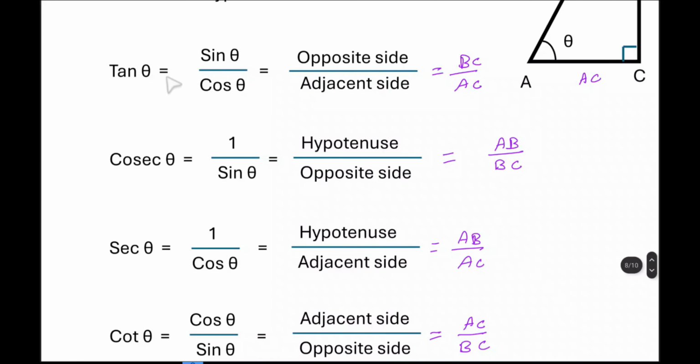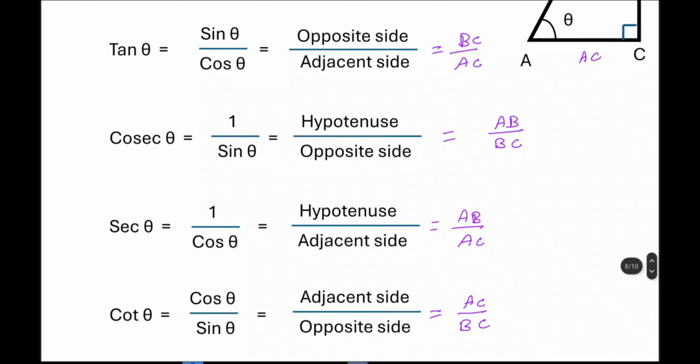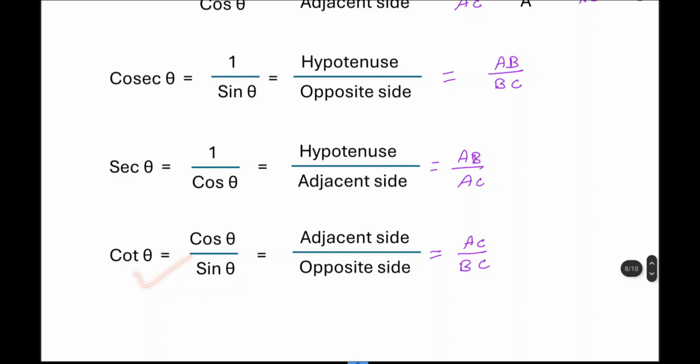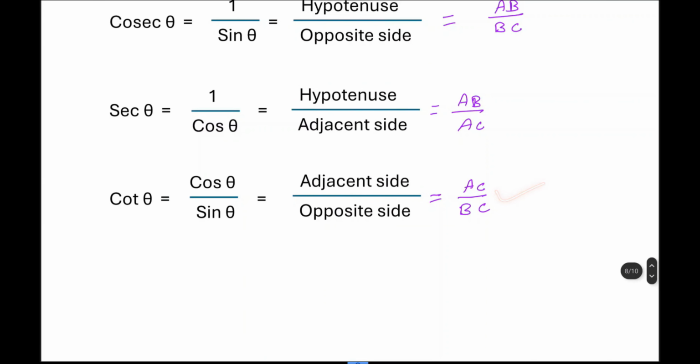So these are the formulas for tan theta. Tan theta is equal to sine theta by cos theta. Cosecant theta is equal to 1 by sine theta. Secant theta is equal to 1 by cos theta. And cot theta is equal to cos theta by sine theta. And their values are given here.